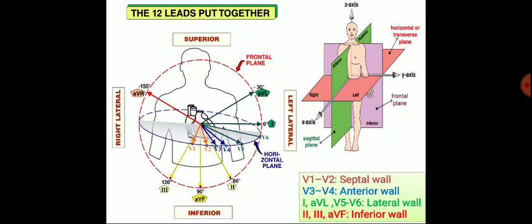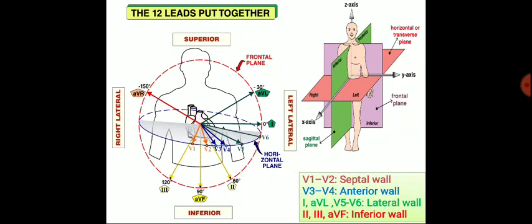Lead 1, AVL, V5 and V6 show the activity of the left lateral wall, while lead 2, lead 3 and AVF show the activity of the inferior wall. So in all the planes, these leads are active, and by this we can record the electrical activity of all the parts of the heart.